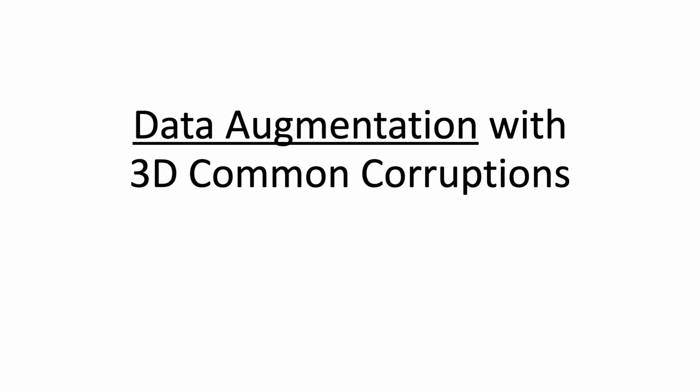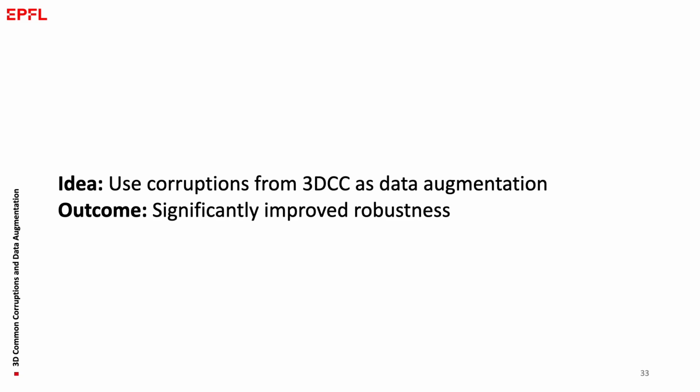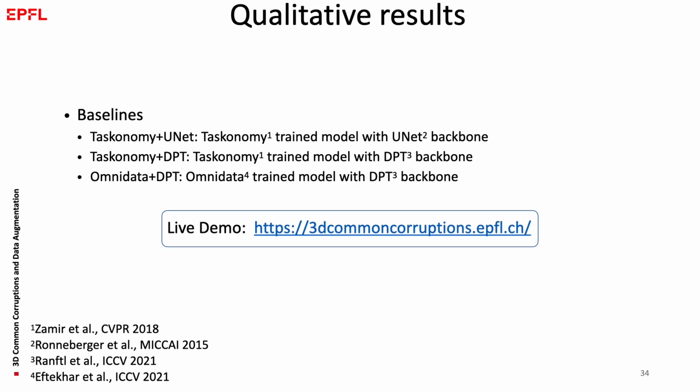Besides benchmarking, the second use case of 3D corruptions is data augmentation. If 3D corruptions are indeed similar to the ones in the real world, it's a natural question to ask whether we can robustify a model using these corruptions as data augmentation during training. The answer is yes. This resulted in significantly improved robustness compared to baselines, both qualitatively and quantitatively. We consider surface normals models trained on taxonomy and omnidata. Our model starts from the omnidata one and uses 3D augmentations. You can see more results or try your images in the live demo in the project page.